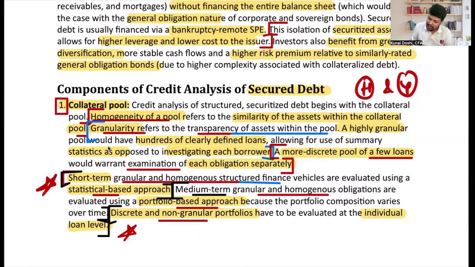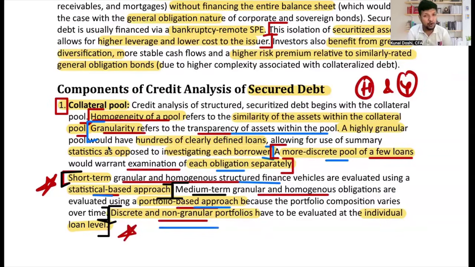Now, such a thing needs to be evaluated statistically for the short term because they are very volatile. For the medium term, you can use a portfolio-based approach. You can use a broader approach, but for discrete and non-granular pools, you should evaluate each and every bond. Before that, let me tell you, a discrete bond portfolio of few loans would warrant examination of each.